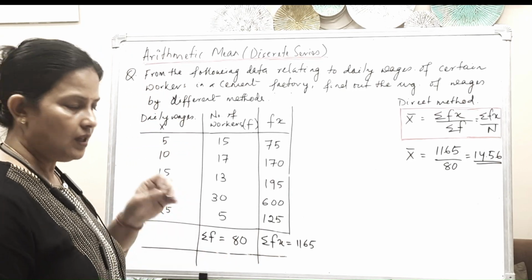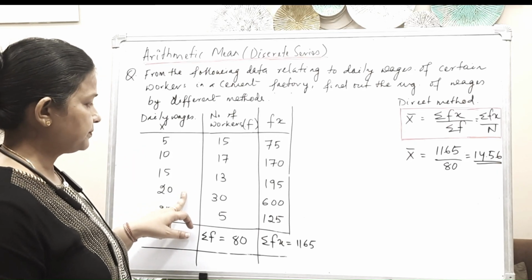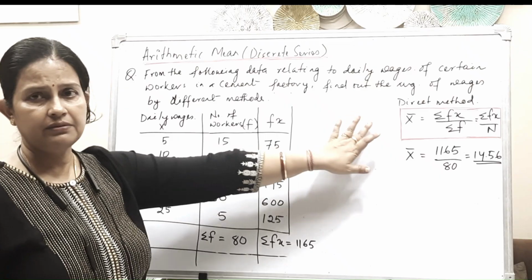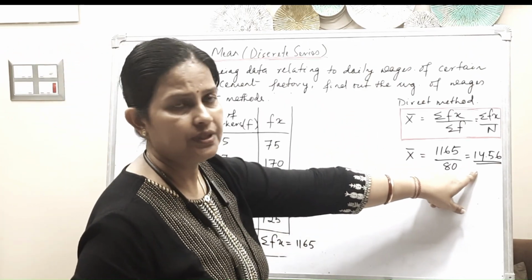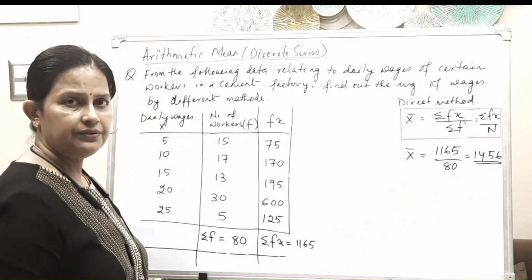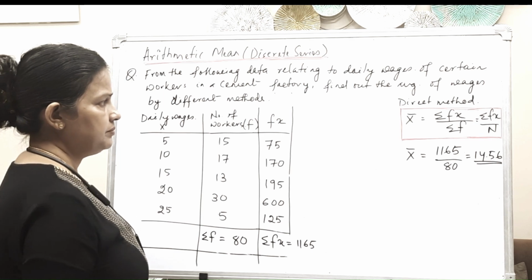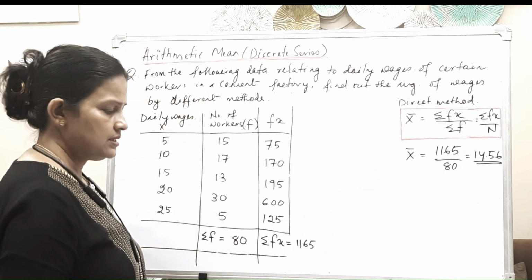So for discrete series, the direct method we have applied and we got the mean as 14.56. So we can go for other methods like shortcut method, step deviation method and shortest method.